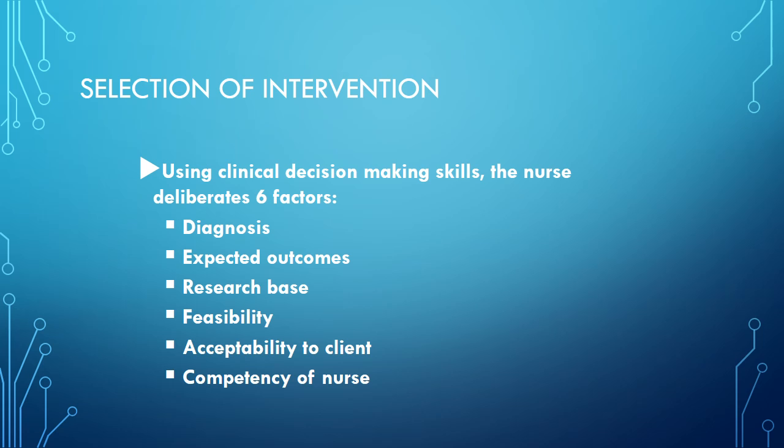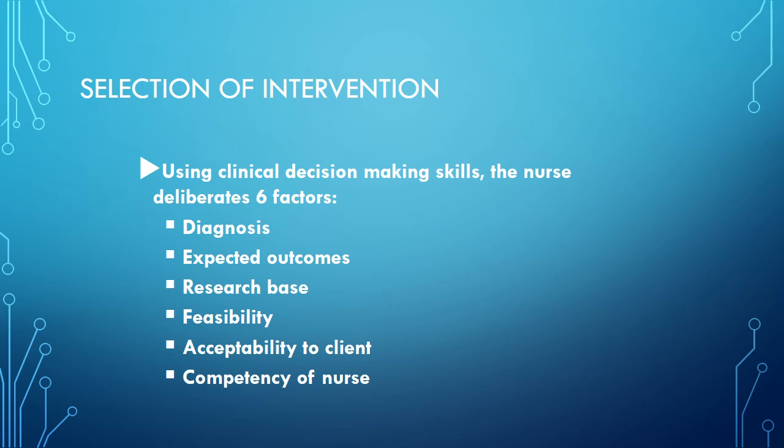Our selection of our intervention is going to use our clinical decision-making skills, and the nurse is going to deliberate six factors. The particular diagnosis, the expected outcomes, information from our research base, feasibility, acceptability to our patient, and the competency of the nurse.